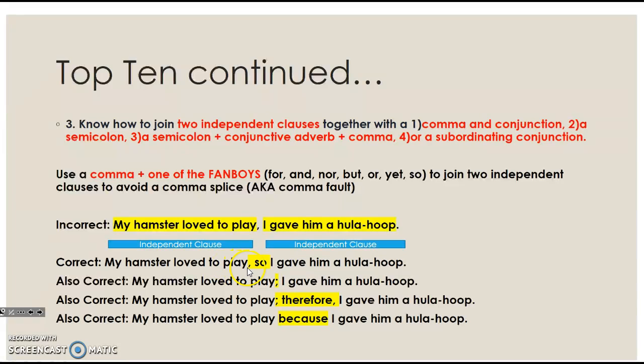My hamster loved to play, comma, so I gave him a hula hoop. Or my hamster loved to play, semicolon, I gave him a hula hoop. Also correct is my hamster loved to play, semicolon, therefore, comma, I gave him a hula hoop. And lastly, my hamster loved to play because I gave him a hula hoop. Notice there's no punctuation in that particular sentence.